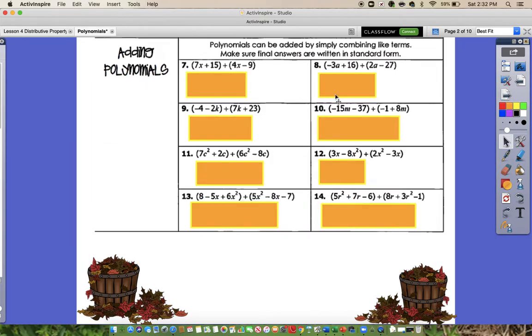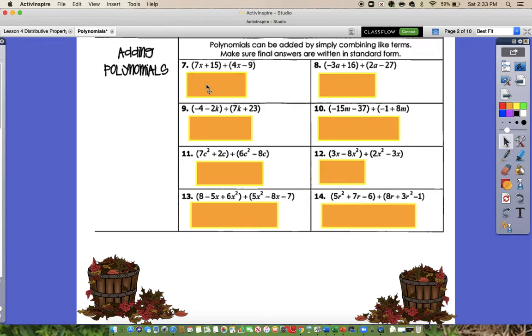All right, our next section is on adding polynomials. This is actually a review too, because we are just combining like terms whenever we add polynomials. And then we just want to make sure to write the final answer in standard form, which is what we've been trying to do the whole time in Unit 2. So really, nothing is new here. It's just going back to stuff we did at the beginning.